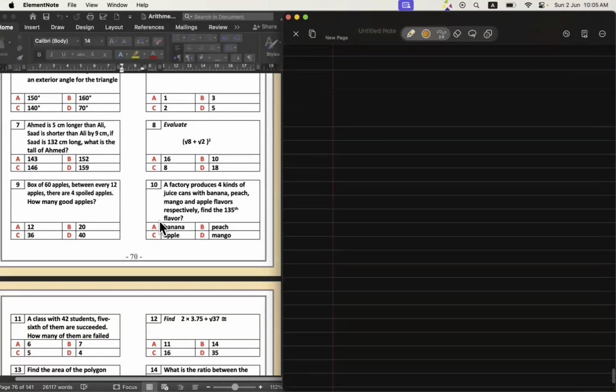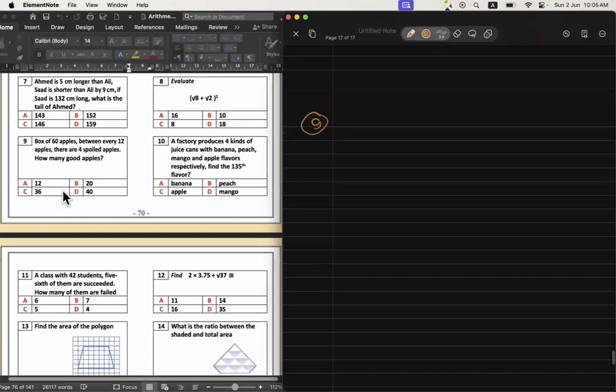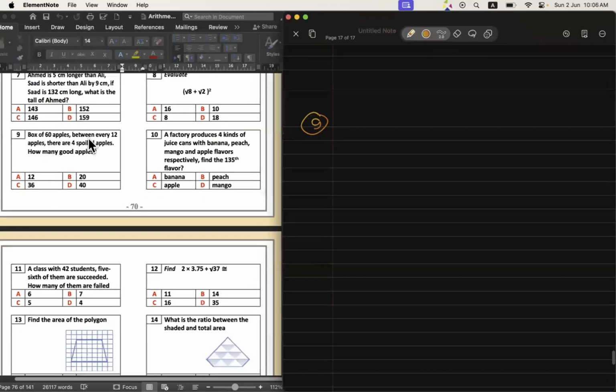For question 9, a box has 60 apples. Between every 12 apples, there are 4 spoiled apples. How many good apples? Now, between 12 apples, we have 4 spoiled. It means we have 8 good apples between 12. So between each 12 apples, we have 8 good apples.